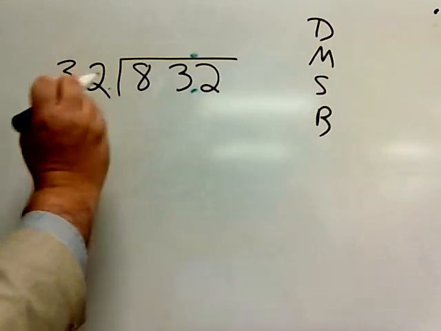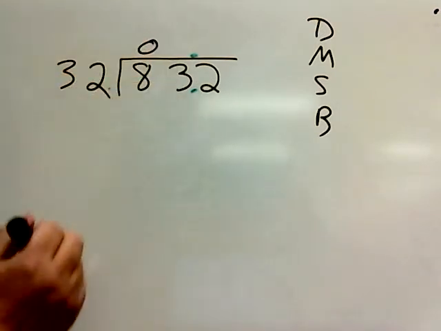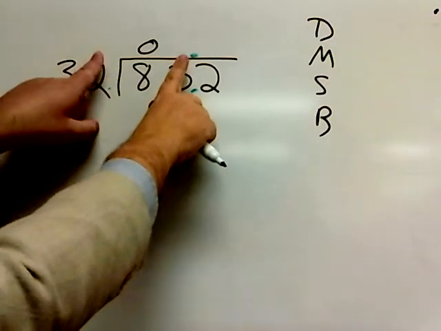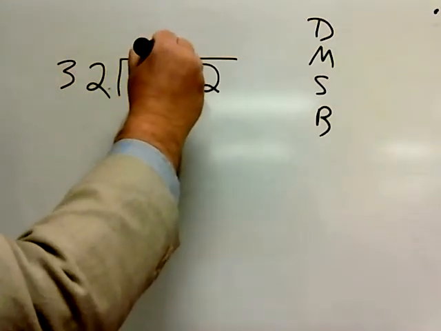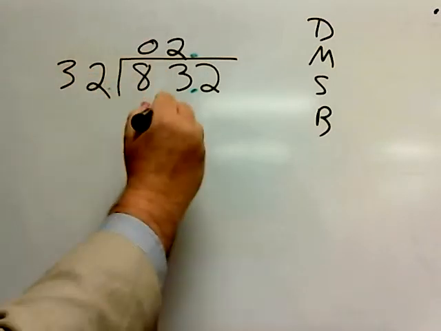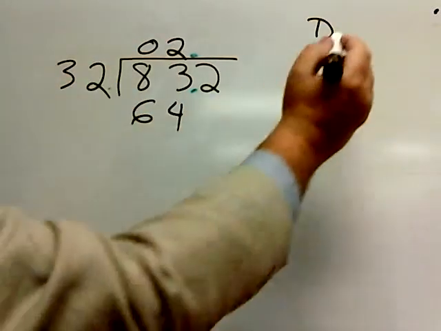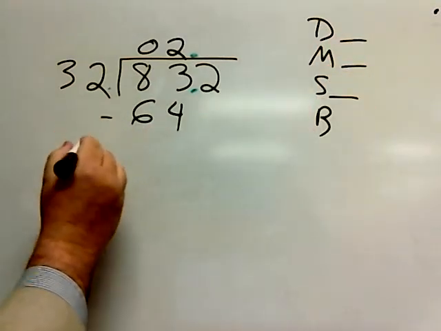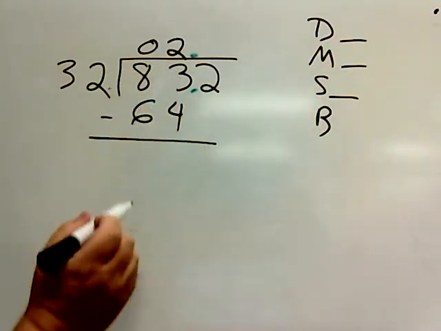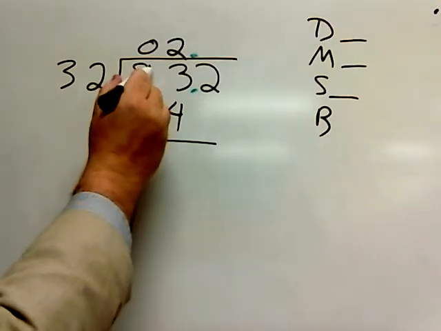Okay, scholars, 32 will not go into 8, but it will go into 83. Let's see how many times. 2. 2 times 2 is 4. 2 times 3 is 6. So I divided, I multiplied, next I need to subtract. 3 take away 4. That doesn't work out so well. So I'll need to borrow or regroup.